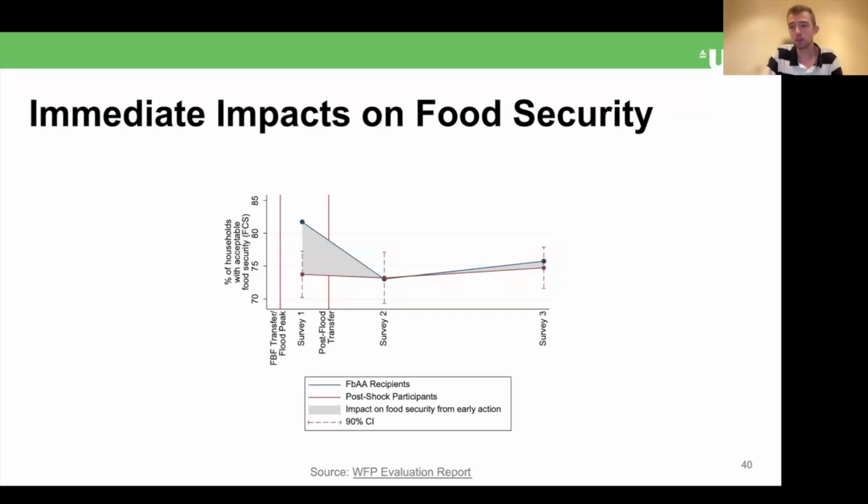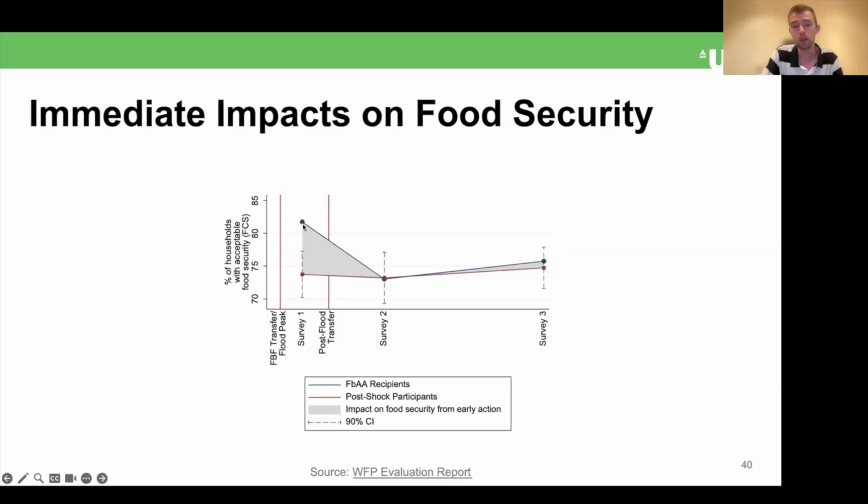This is my last slide, and then we'll open up for questions. As you can see here on the left-hand side, you have the y-axis where we have again the food security like we were looking at before, and then over time the different surveys. So here you have the flood peak. Immediately we have survey 1. So the control group in red, the treatment group in blue, the treatment group had received the cash transfers and therefore had a much higher food security at immediately the first survey that was taken, significantly more so than the control group.